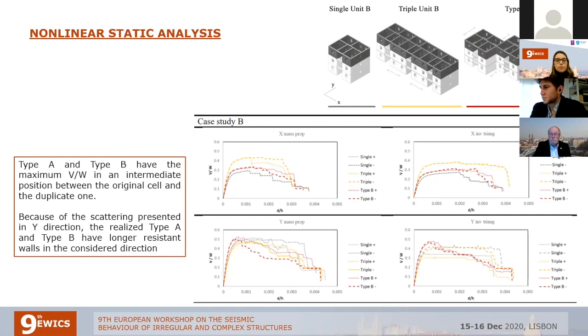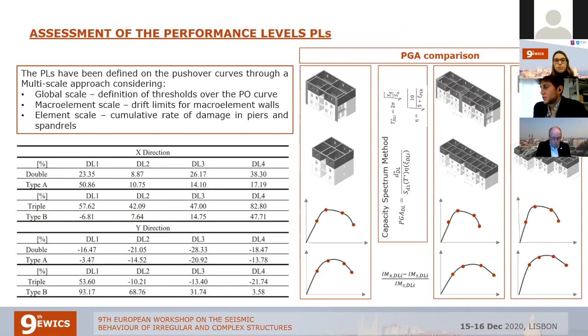In order to assess the two combinations of the cell unit, they have been compared in terms of peak ground acceleration for each limit state on the pushover curves, with respect to the single case study. So here, first of all, we define the performance levels, then through a multi-scale approach we use the capacity spectrum method in order to define the peak ground acceleration for the attainment of each damage limit state. And finally, we compare the results of the two combinations to the one of the single case.